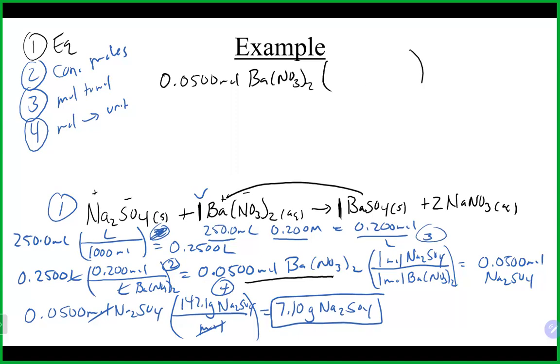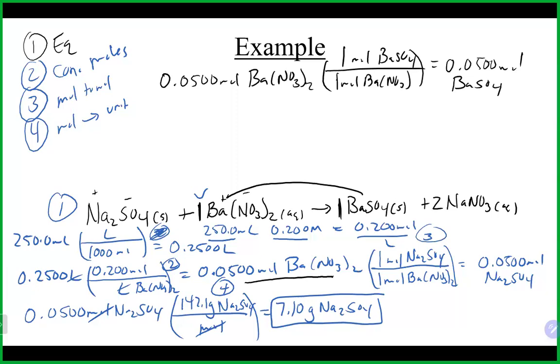So we'll do our mole to mole relationship. 1 mole of barium nitrate gives us 1 mole of our product here, which is our barium sulfate. And that's going to give us 0.05 moles of barium sulfate. By the way, that would be the theoretical yield in moles, right? Because this is a product, so that would be a yield. We want the grams of it, though.